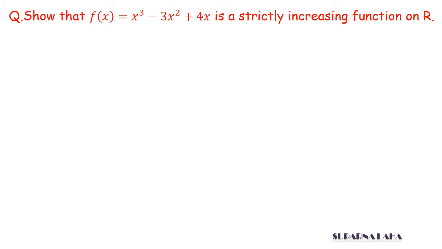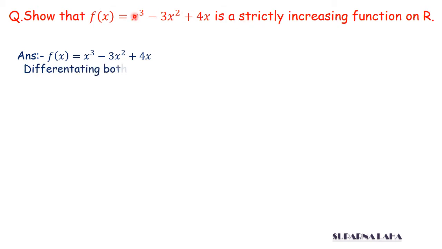Let's check some problems. This function is given, a polynomial function, x cube minus 3x square plus 4x. You need to show that this is a strictly increasing function on R. Now look, this function is a polynomial function. So if we differentiate this function with respect to x, we will find f dash x.